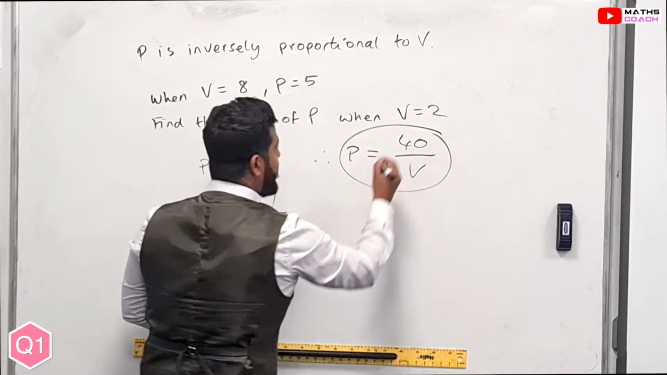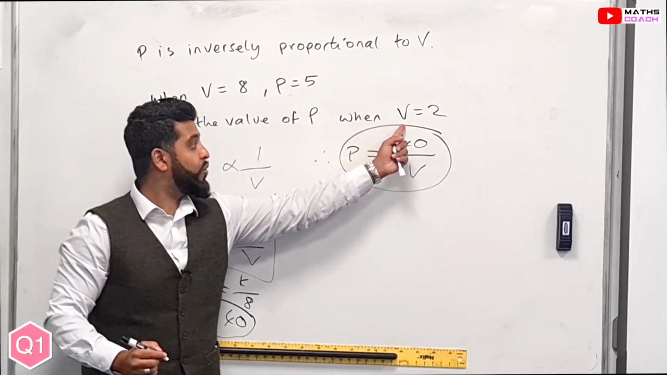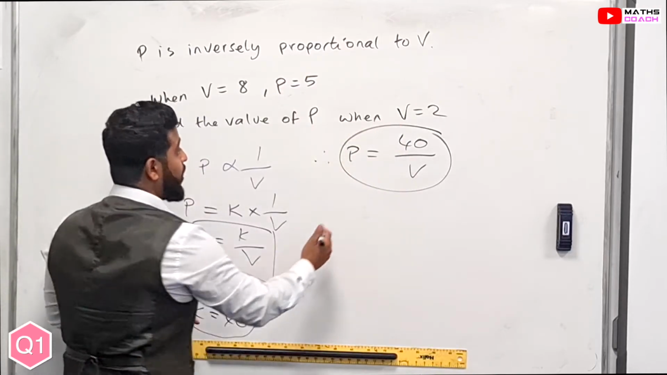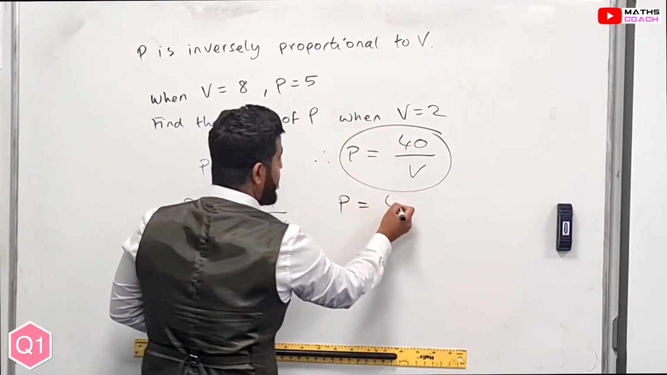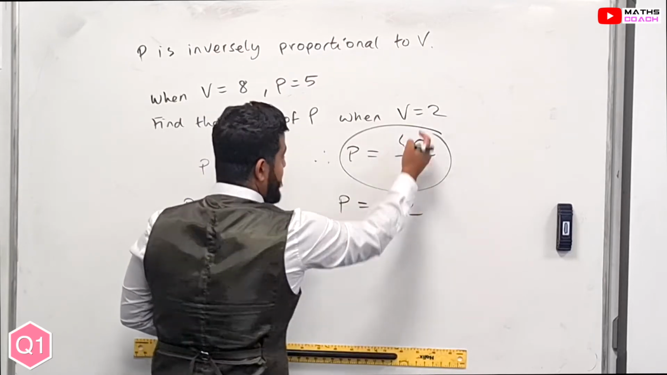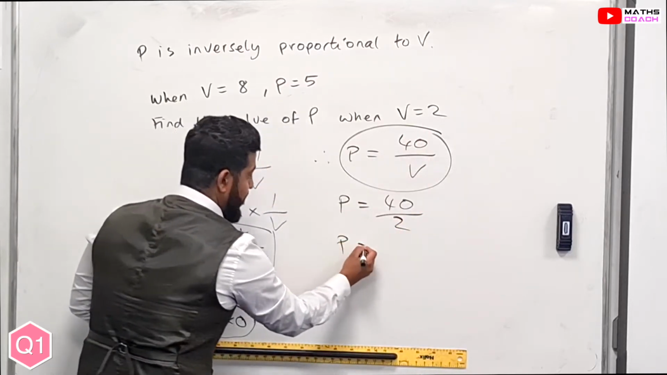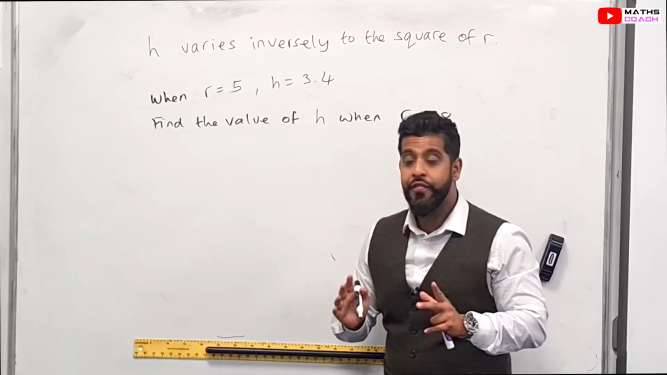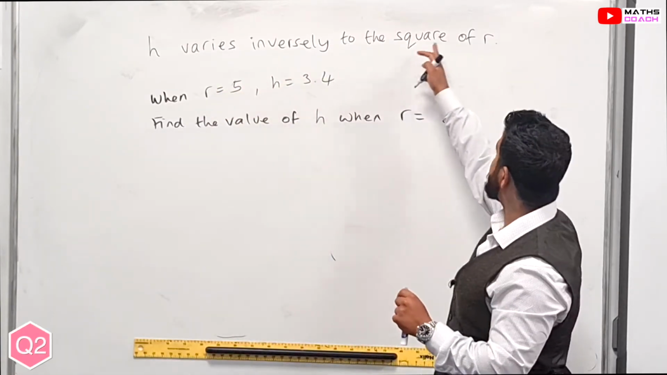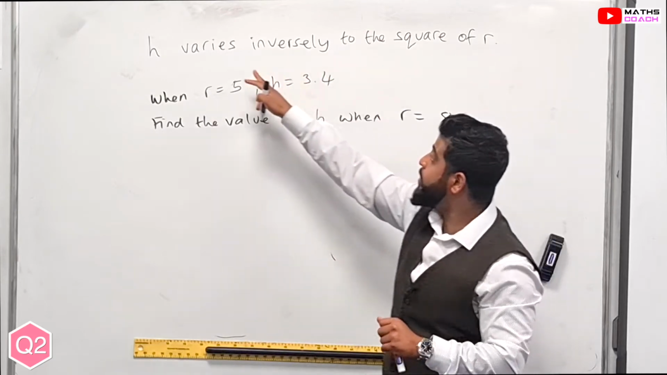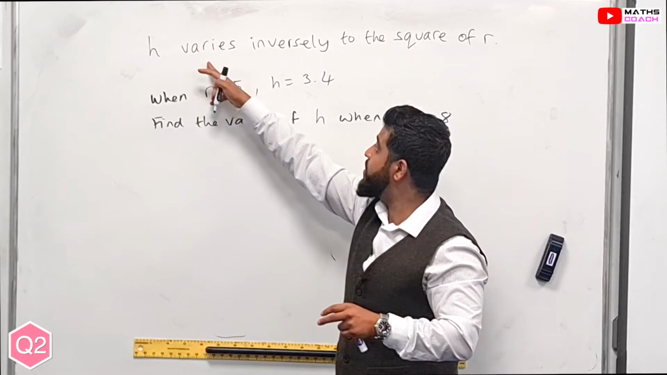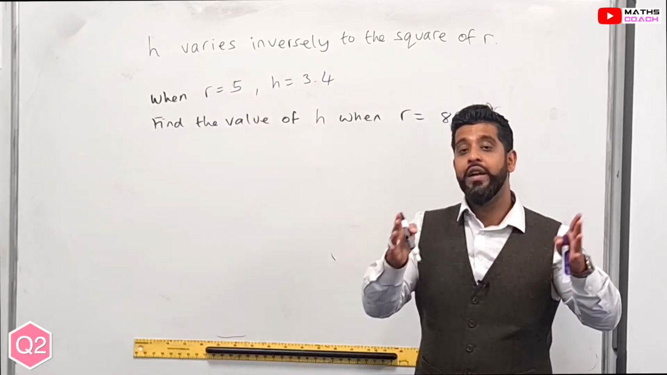And this is what I will be using to answer this question, to find the value of P when V is equal to 2. So let's do that. P would be equal to 40 divided by V, which is 2. So 40 divided by 2 is 20. And that is my final answer. On to our final question. H varies inversely to the square of R.